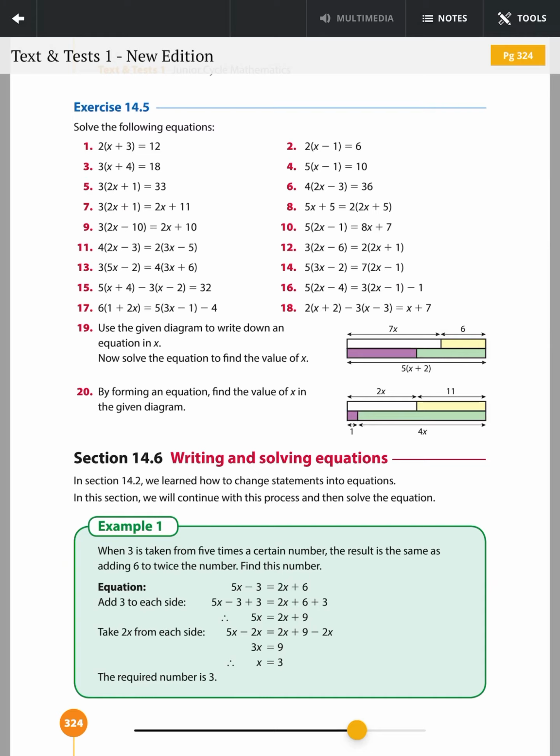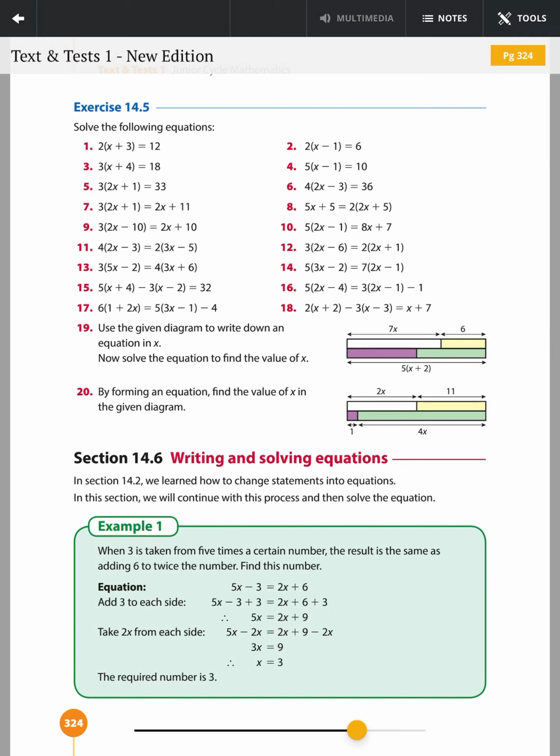What you have there then, gentlemen, is your typical linear equation that we've been solving all last week and the week before. Move your x's to one side, move your numbers to the other side, and you will get 5x minus 2x will be equal to 6 plus 3, which is 9, so 3x is equal to 9 and x is equal to 3. So that number would be 3.